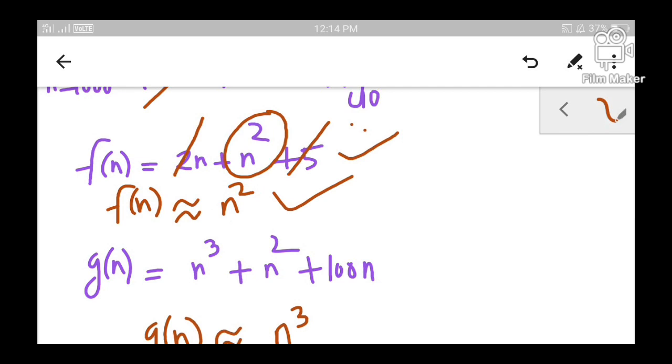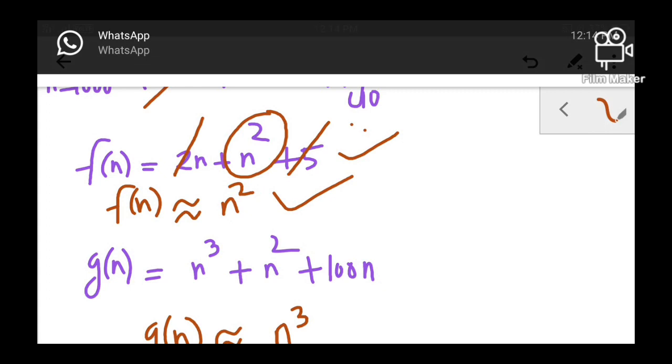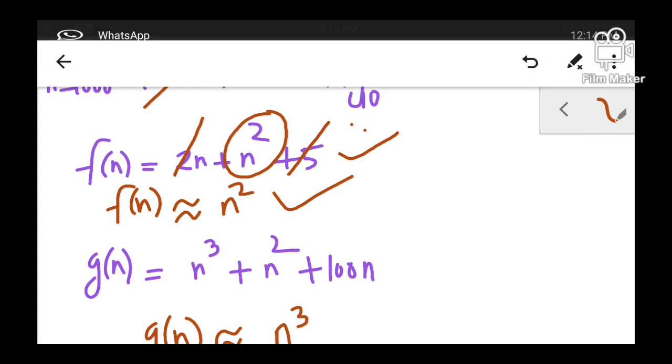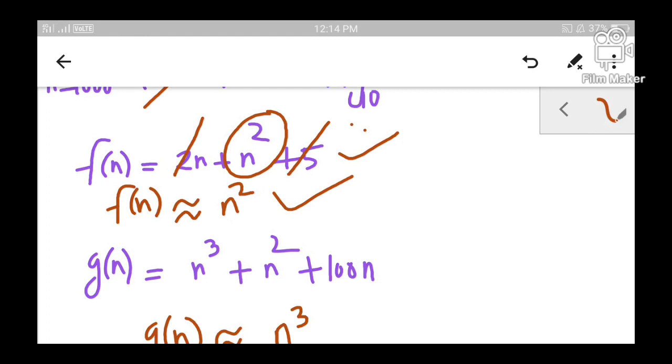Why am I not putting an equal to sign, and instead of equal to I have put an approximation sign? Just because to get an exact value of f of n I require the values of all the three terms. But since I have crossed out the lower order terms and taken only the highest order term, the value which I get using just the highest order term will not be the exact value. It will be just an approximation. So instead of writing f of n equal to n square, I am writing f of n is approximately equal to n square. This process of removing the lower order terms and only accepting the highest order term to get the value of a function is called asymptotic complexity.